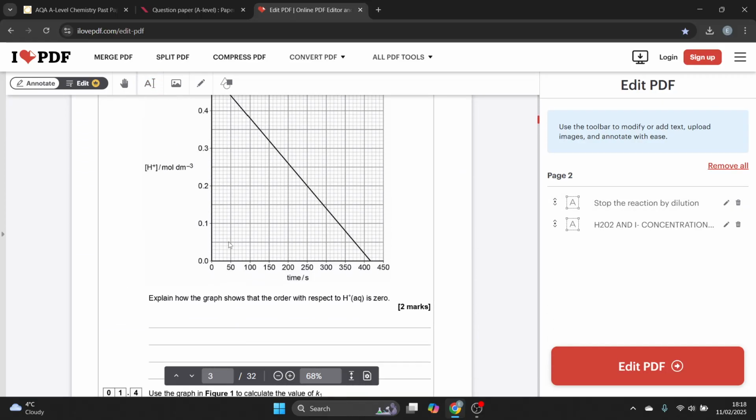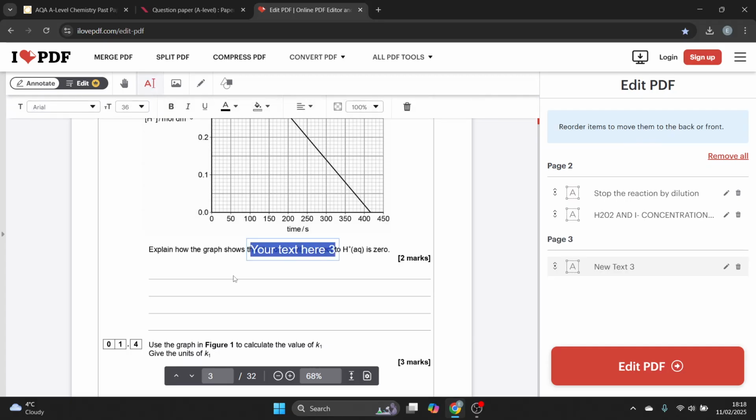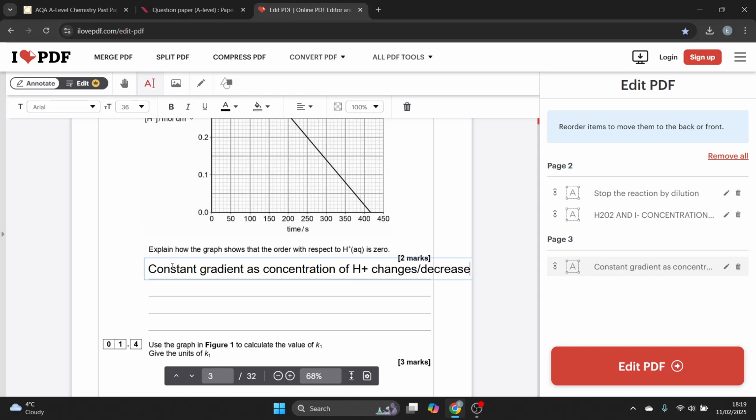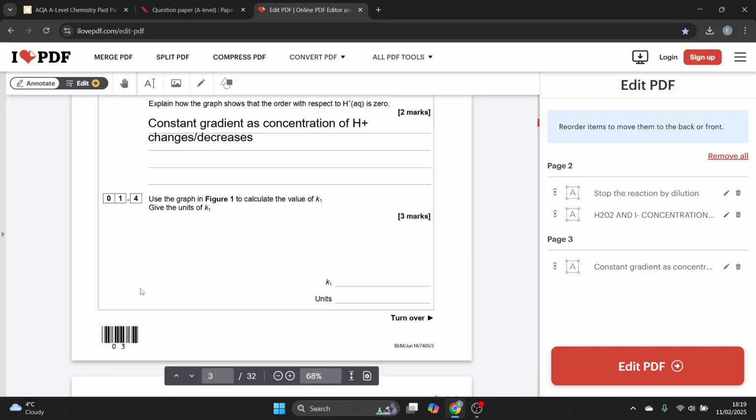Explain how the graph shows that the order with respect to the concentration of H plus aqueous is 0. First mark, you say constant gradient, which is obviously true, as the concentration of H plus changes, it decreases. Constant gradient as it changes.